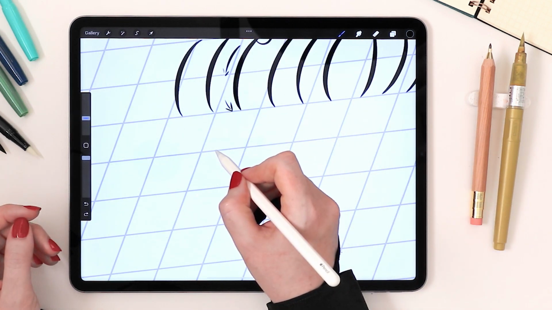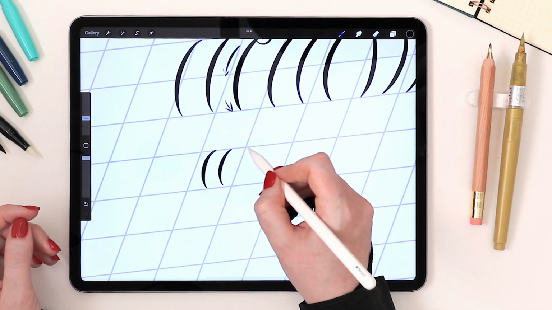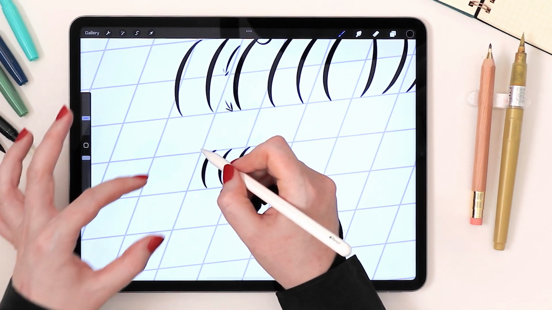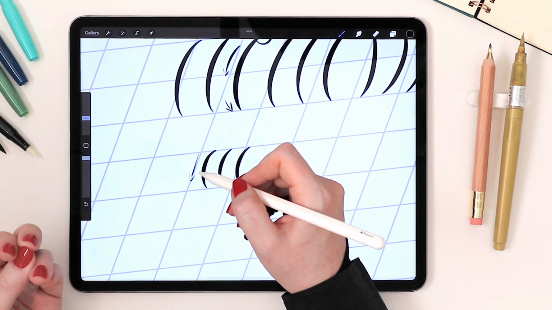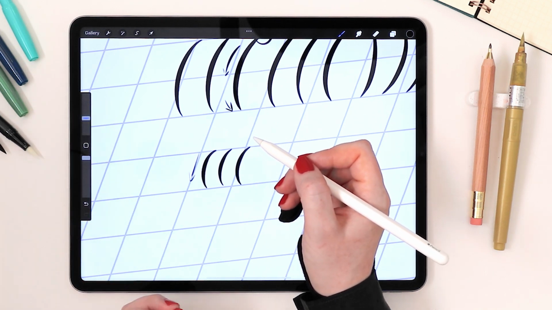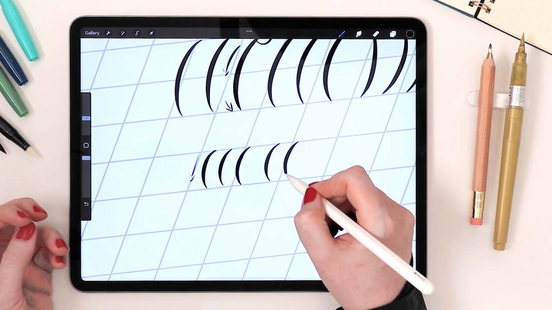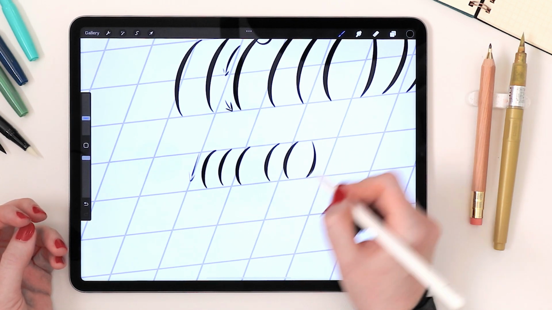If you feel like a little bit more of a challenge, make them smaller. You're going to see that that's actually harder because you have less time and less distance to move downward. Thus, you have less time and distance to decrease the pressure and increase it again. So you may want to move a little bit slower if you're making them smaller.